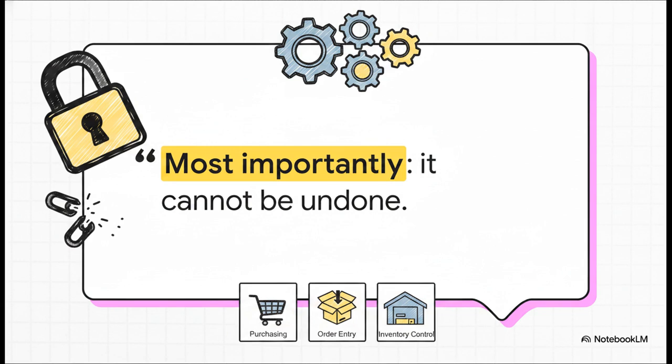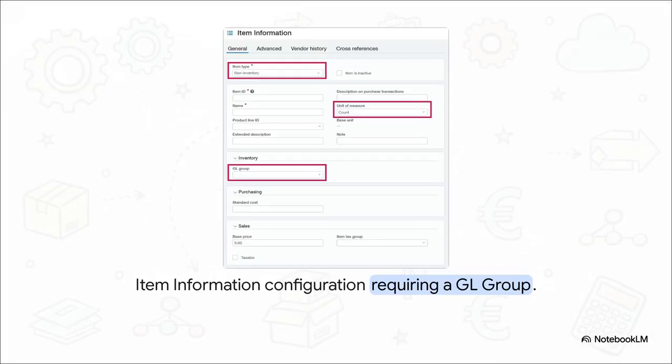I mean, wow. Checking that Enable Advanced Workflow box is a permanent global change. It instantly rewires the data engines, and not just for purchasing, but for order entry and inventory control too. There's no going back. To really understand what that means for your users, you just have to look at the item information configuration screen. Because advanced workflows have been enabled, the user interface actually changes. Under the inventory section, the system now strictly mandates that you select a specific GL group. Without selecting that group, the item simply is not going to map properly to the general ledger when the transactions actually post. It's a hard requirement.